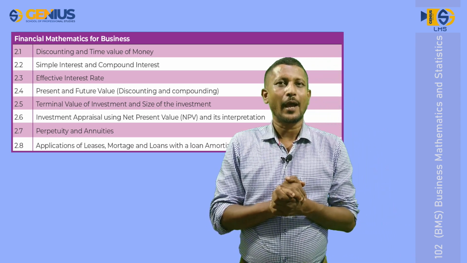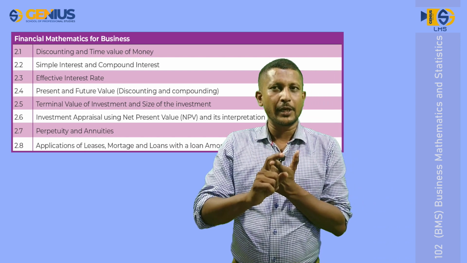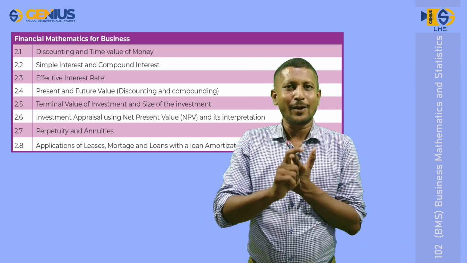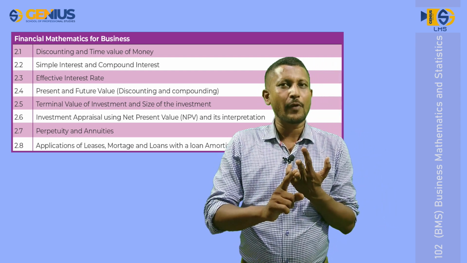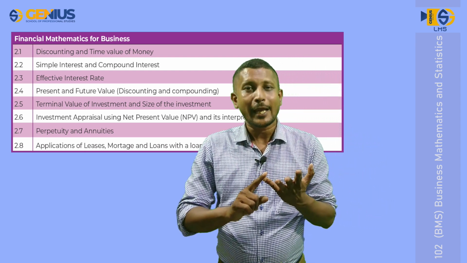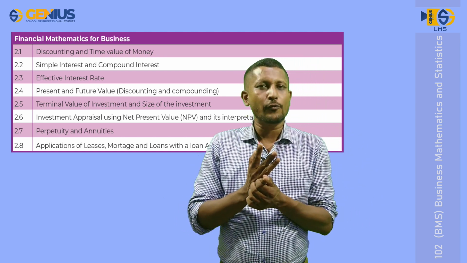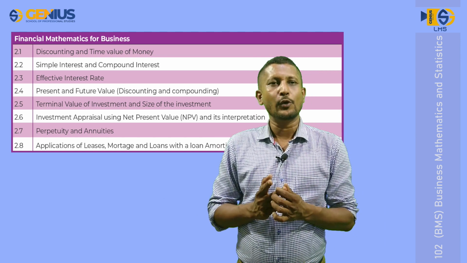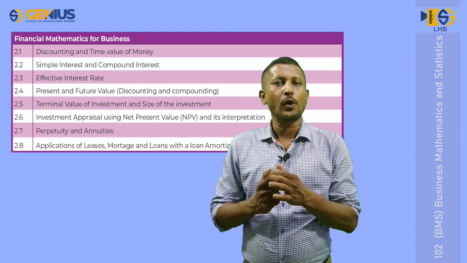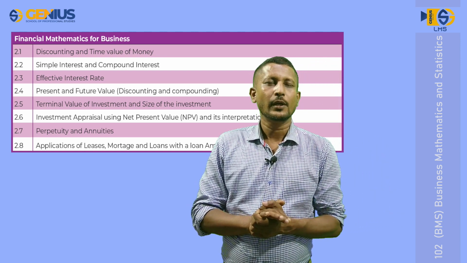At the end of each topic, you should be able to identify the basic financial mathematics concepts, explain the difference between simple interest and compound interest, and calculate simple and compound interest, calculate effective interest rate, calculate present values and future values of cash flows, calculate the terminal value of investment plans and size of the investment, calculate the present value of annuity, calculate present value of perpetuity, calculate and interpret the net present value, or in other words NPV, prepare a loan amortization schedule, and finally apply interest for borrowings. So there are 10 skills you should be able to develop after studying this lesson.